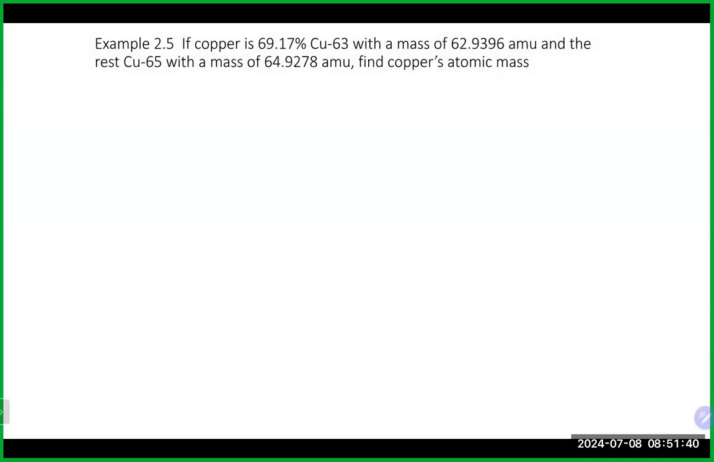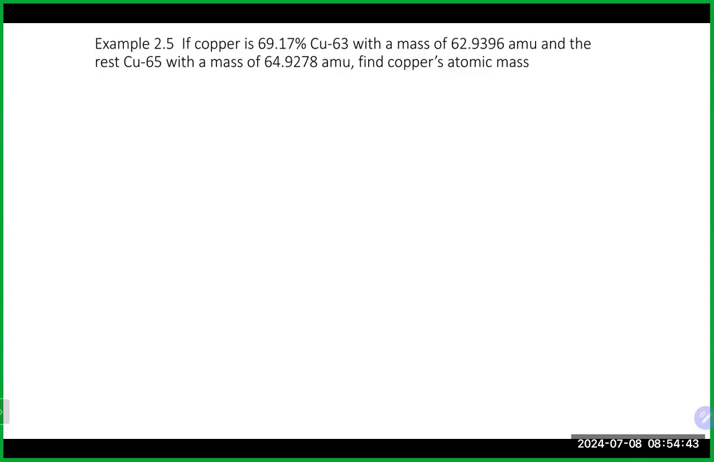All right, so why don't you try one here? Copper is 69.17% copper 63 with a mass of 62.9396 AMU, and the rest of it is copper 65 with a mass of 64.9278 AMU. What is the atomic mass of copper in AMU? So those are the two isotopes. So give it a go, see what you come up with.